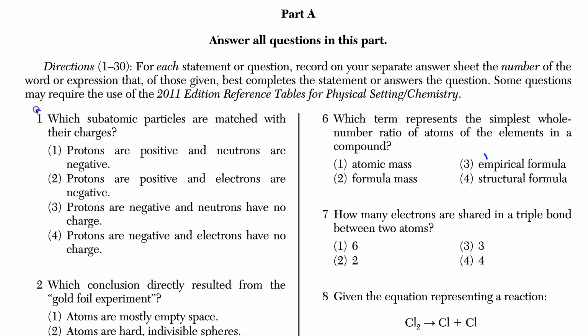So number 1, which subatomic particles are matched with their charges? Understand, we have 3 subatomic particles that make up every single atom, right? Protons, neutrons, and electrons. In the first 5 questions or so in this multiple choice, they love to ask about the atomic structure part of the course. And so you need to know the parts of an atom. The basics are very simple.